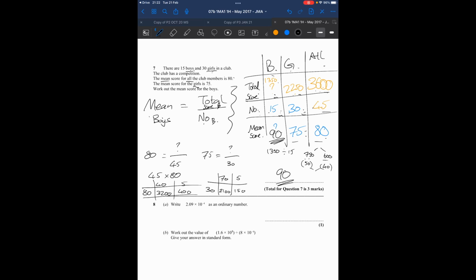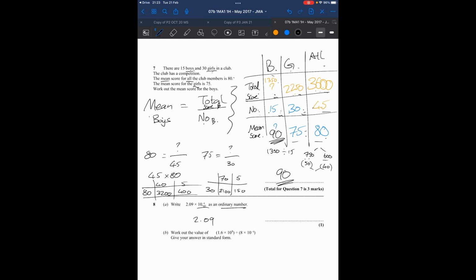Number 8, write 2.09 times 10 to the minus 4 as an ordinary number. Ordinary numbers are things like these and these and these. These are ordinary numbers, okay? So there's a couple of ways you can do this. So many ways, really. I'm going to just do the old-fashioned way, which is that you just write out your original number and you think of this as a set of instructions. So this times by 10 to the something means move the decimal place. If it's a negative, it means move it to the left, move it by 4.